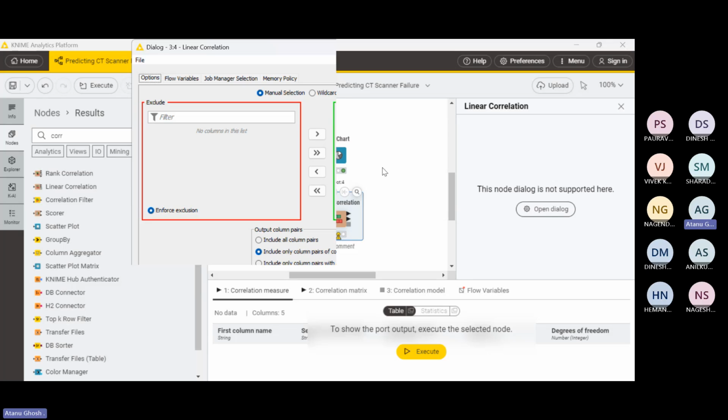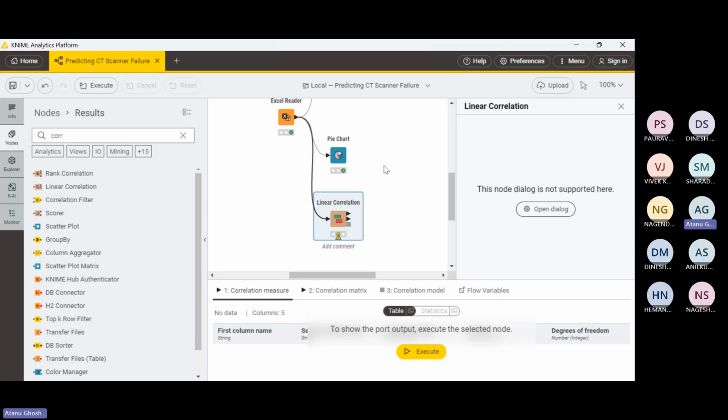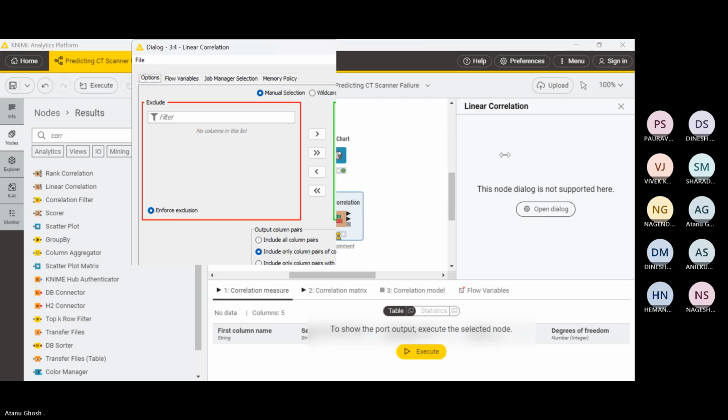Let me see. Yeah. And by the way, we also have to do one more thing, but that we can do later. We also have to take out the machine ID. Machine ID should not be used because it's high cardinality. It should not be used to predict the outcome. Okay, that we can do after this step.